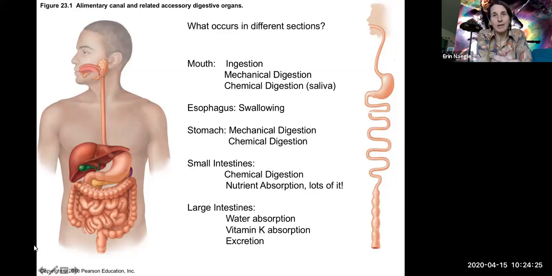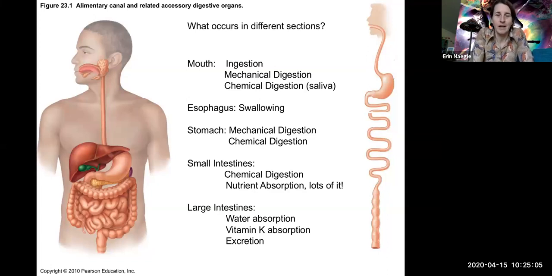So what's occurring in those different sections? In your mouth, it's where ingestion occurs, which is our fancy way of saying eating. And you also have mechanical digestion, meaning that there's a physical tearing or shearing apart of the food you're eating. So that's done by chewing by the teeth. And then you also have chemical digestion. So chemical digestion is when you have enzymes that are breaking the bonds that are holding molecules together. And inside of your saliva, you have some enzymes, primarily amylase, that's starting to chemically digest the starches that you're eating, which is a type of carbohydrate.